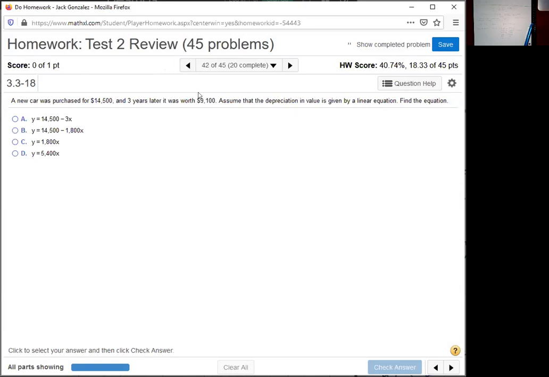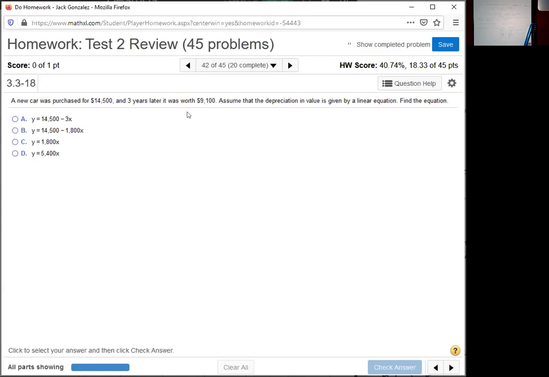Next question. Are there any problems with 41? Make sense? All right. The new car was purchased for $14,500. 3 years later, it was worth $9,100. Assume the depreciation value is given by a linear equation. Yeah, this is why you never buy a new car, right? Right away, it drops like crazy.